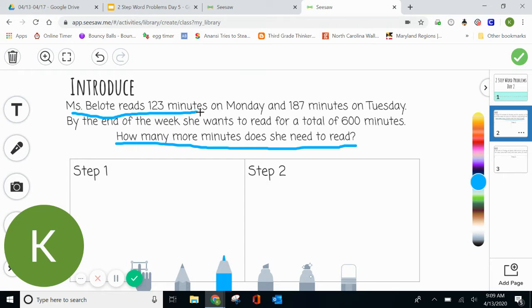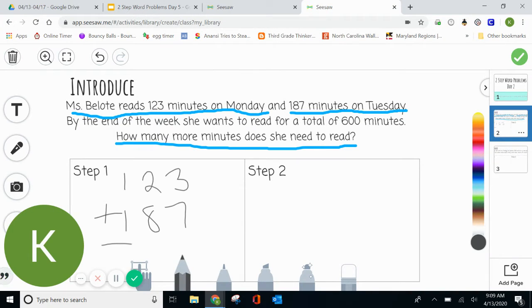Miss Belote reads 123 minutes on Monday and then 187 minutes on Tuesday. I don't know her total yet, but I know I can use these two numbers to find the total number of minutes she's read so far. In order to do that, I'm going to do 123 plus 187 in order to find her total number of minutes.